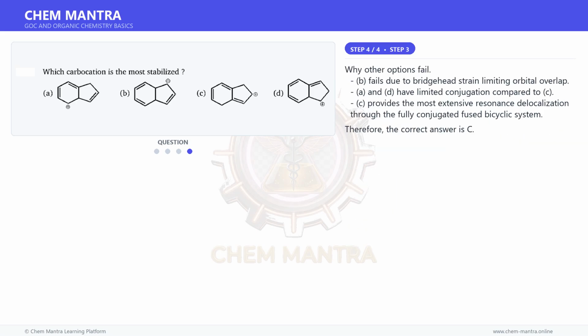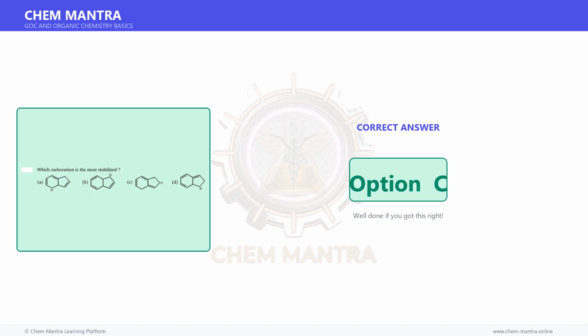And for the final step, why do the other options fail? B fails due to bridgehead strain limiting orbital overlap. A and D have limited conjugation compared to C. C provides the most extensive resonance delocalization through the fully conjugated fused bicyclic system. Therefore, the correct answer is option C.